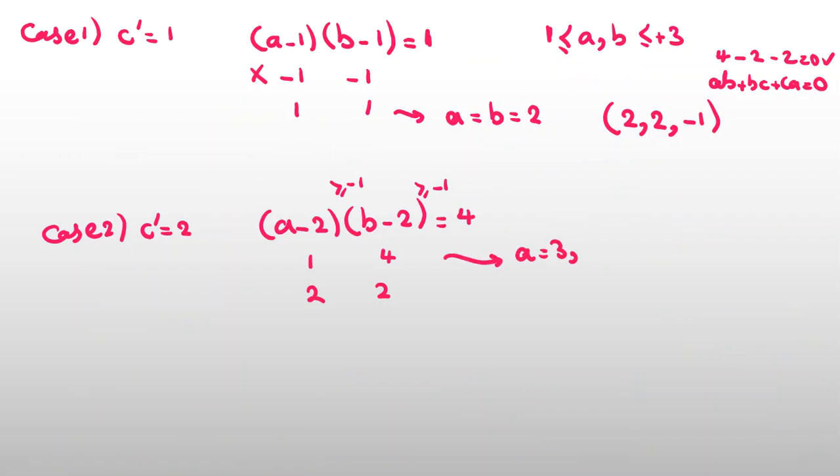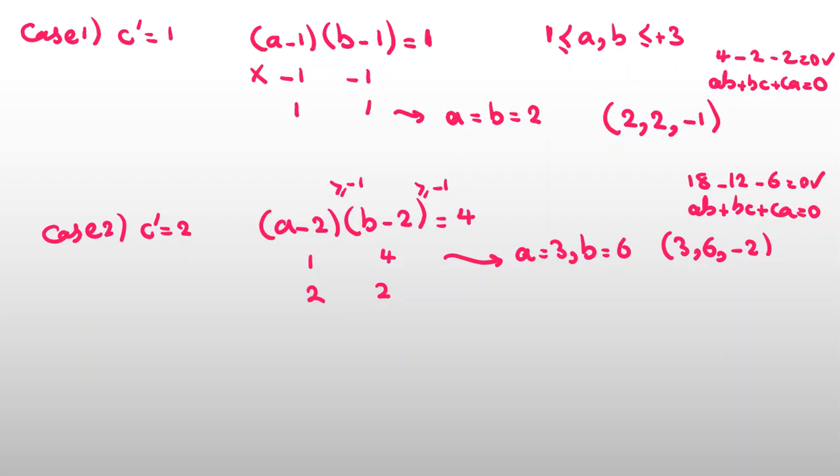A is 3, B is 6. So it will be 3, 6, and C is negative 2. If we want to check AB plus BC plus CA equal to 0, with 3 times 6, 18, plus negative 12, or let me write minus 12, plus CA will be minus 6, it's 0, okay?